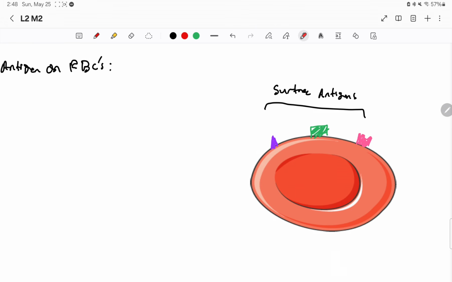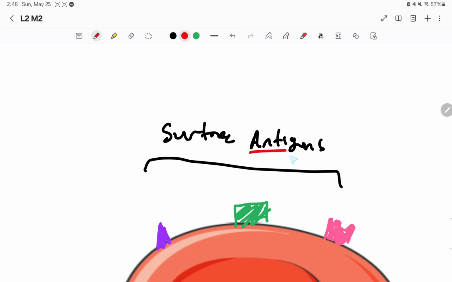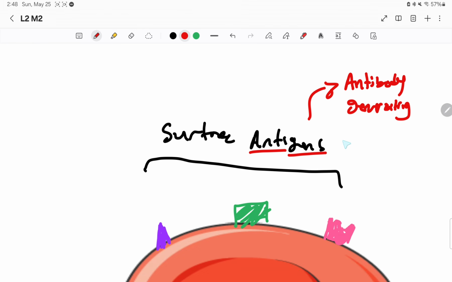Now, antigens are named like this because of this: antibody generating. The way that the immune system starts targeting these is by generating an antibody against them. And in the next video, we'll learn all about how the immune system can make antibodies and all that stuff. But antigen: antibody generating.